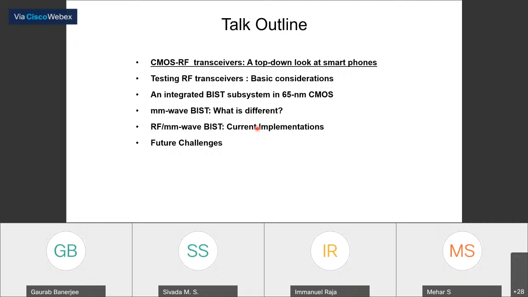And then I will try to extrapolate what happens when you move to millimeter wave frequencies. Is it merely an extension of what we see at lower frequencies, or is there something more that we need to worry about? The talk will conclude with a listing of some future challenges that we might face as we move from RF to millimeter wave, or even in the frequencies that are considered high RF.